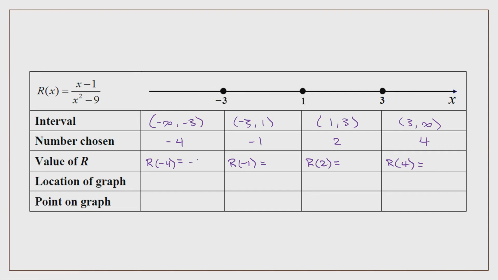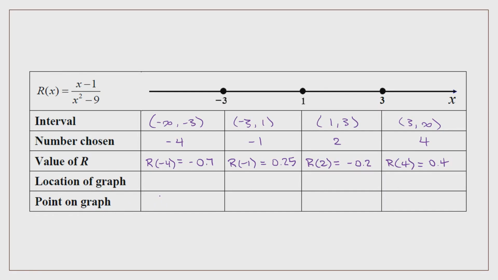So I will write them in decimal form, but feel free to write them as a fraction if you prefer. Okay. And I rounded to 2 decimals. Now, we want to find the location of the graph of this new point.